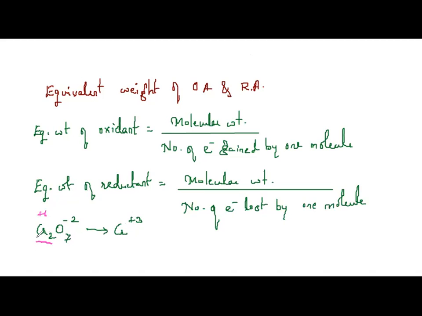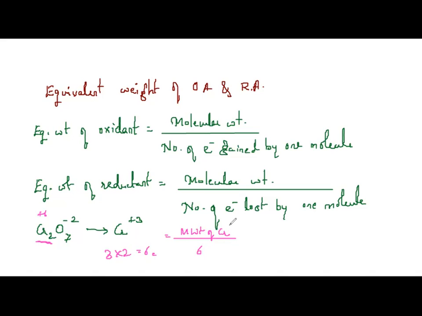So the change in oxidation number per atom is 3 electrons. But there are 2 chromium atoms, therefore I will do 3 into 2, which equals 6 electrons. Therefore, the equivalent weight is the molecular weight divided by 6. Understood why 6? Here 3 electrons, but there are 2 chromium atoms, therefore 3 into 2 is 6, so divided by 6. This is how we calculate the equivalent weight.